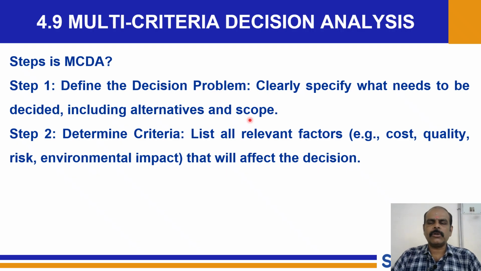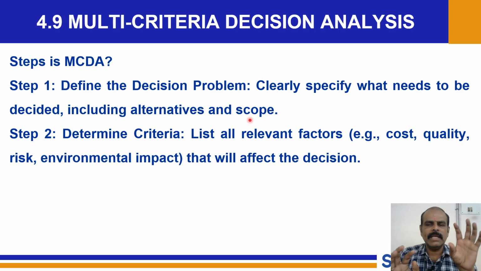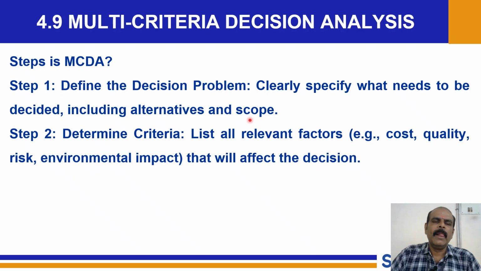Let me go back to the earlier concept we discussed. We wanted to select a robot. There is a SCARA robot, and another option is an articulated joint robot. So which robot should I prefer? Likewise, clearly define the alternatives and the scope for each alternative. Step 2, determine criteria. List all relevant factors. They can be quantifiable, intangible, or quantitative. Irrespective of that, just go ahead with the factors.